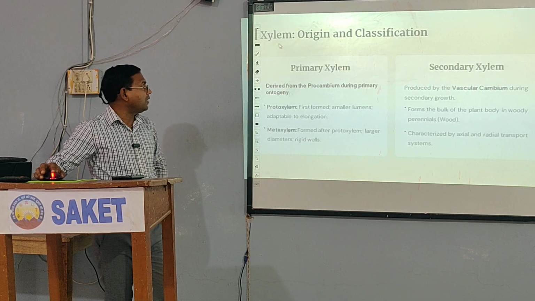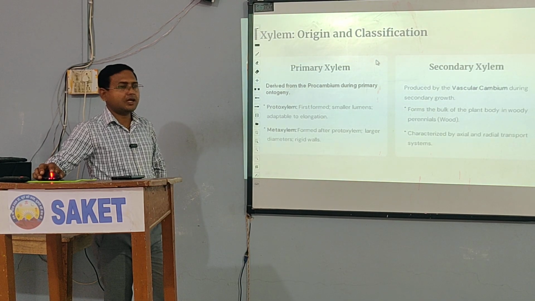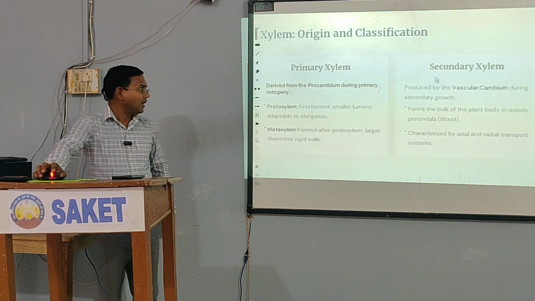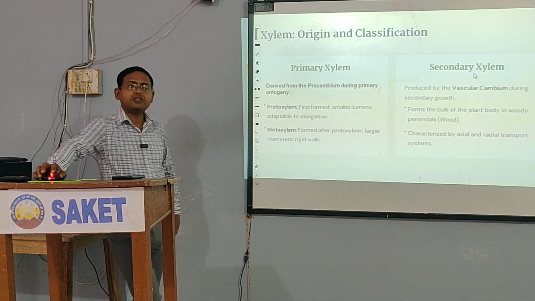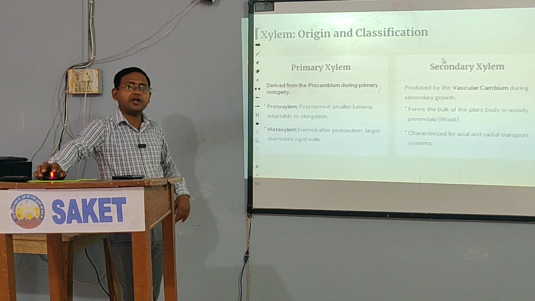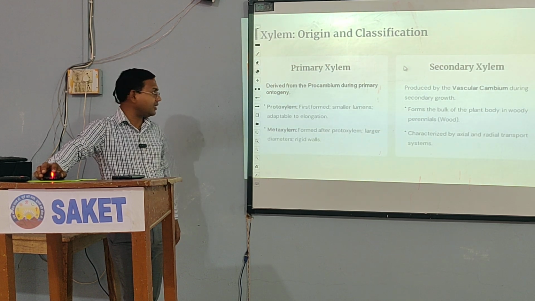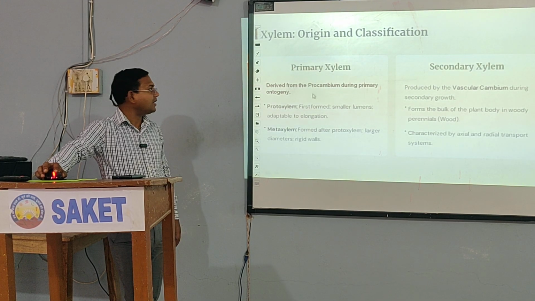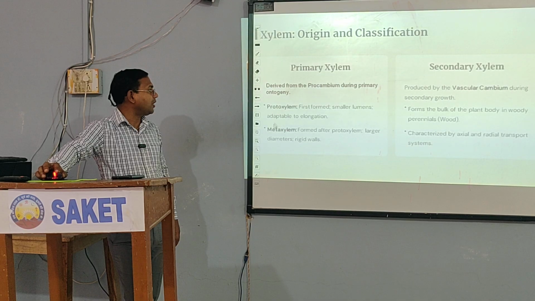Let's see the origin and classification of xylem. We have two types of xylem. One is primary and another is secondary. This classification depends on their origin, when they originated. In the beginning of the plant life, there is a meristematic tissue called the procambium, and this procambium gives rise to the primary xylem, and in the primary xylem we have protoxylem and metaxylem. Protoxylem is the first form.